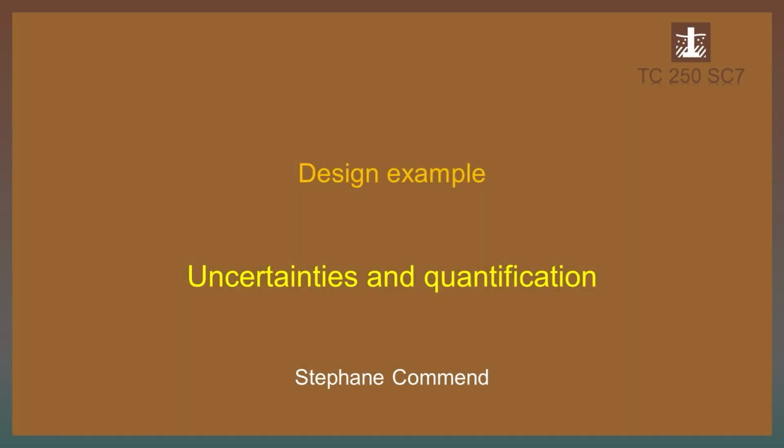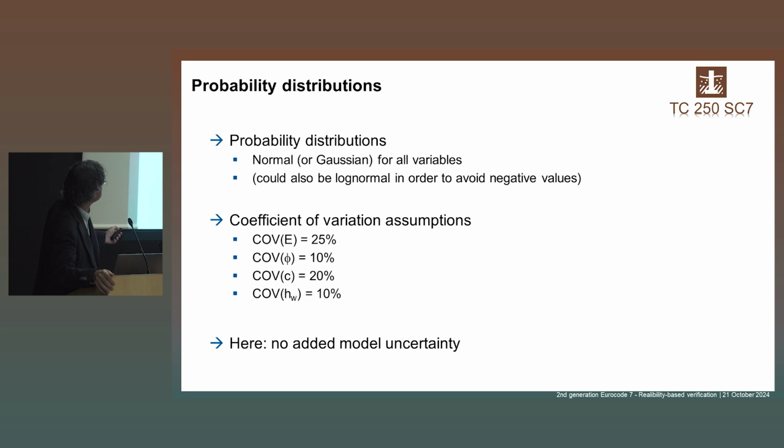So, what do we have here? I decided to use normal distributions for all variables for the sake of simplicity. It could also be log normal in order to avoid negative values when we have a mean which is close to 0, for instance, for cohesion or something like that.